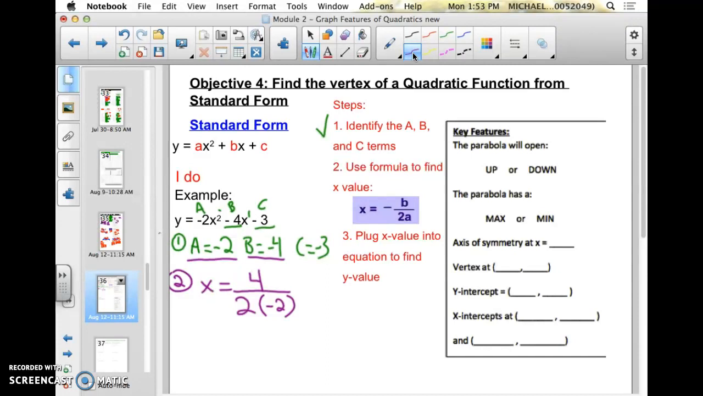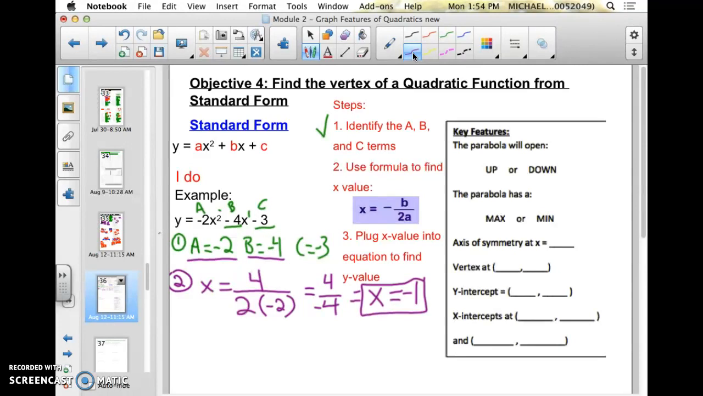B is always opposite in this one. So I've correctly inputted the values into my formula. I have a b and an a term. Next thing I'm going to do is clean up the denominator first. So I'm going to do 2 times negative 2, which is negative 4. So my new fraction becomes 4 over negative 4, 4 divided by negative 4. And then finally, that math will give me an x value. 4 divided by negative 4 is negative 1. So I have found my x value of negative 1.